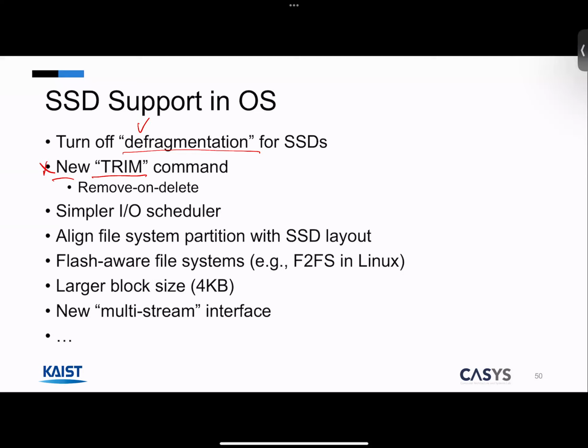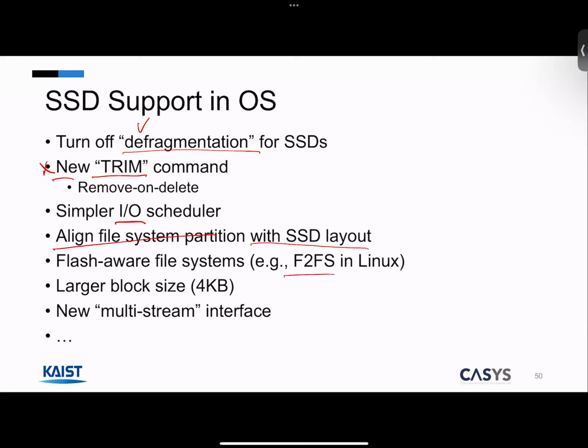An SSD has a much simpler IO scheduler. Why? In a hard disk, a sophisticated disk scheduling algorithm is required to reduce seek time, but an SSD doesn't have a notion like seek time. So the IO scheduler itself is much simpler. And also align the file system partition to the SSD layout. So the file system can use the SSD's layout, and logical file system access is by logical block number.